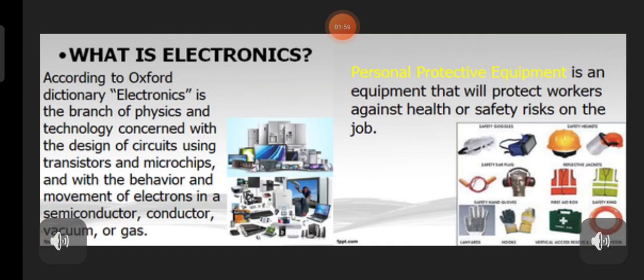Before we start any kind of activity or work, make sure you are wearing the personal protective equipment or the PPE. The personal protective equipment or PPE is an equipment that will protect you or any kind of workers against health or safety risks on the job.